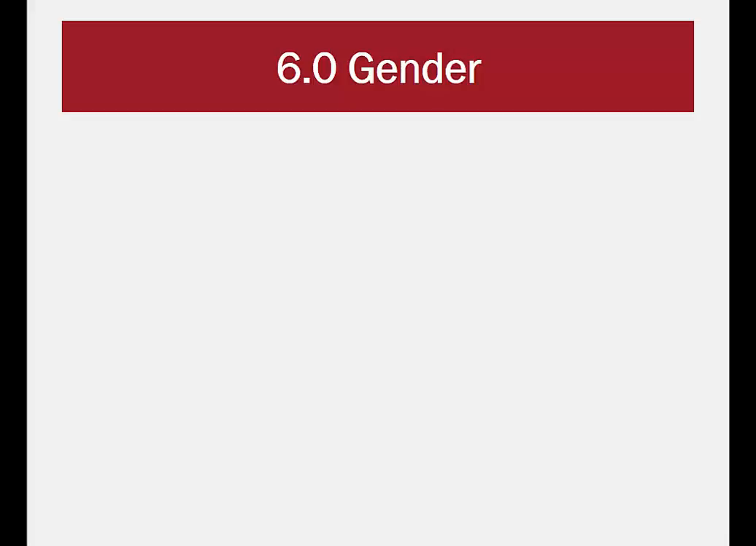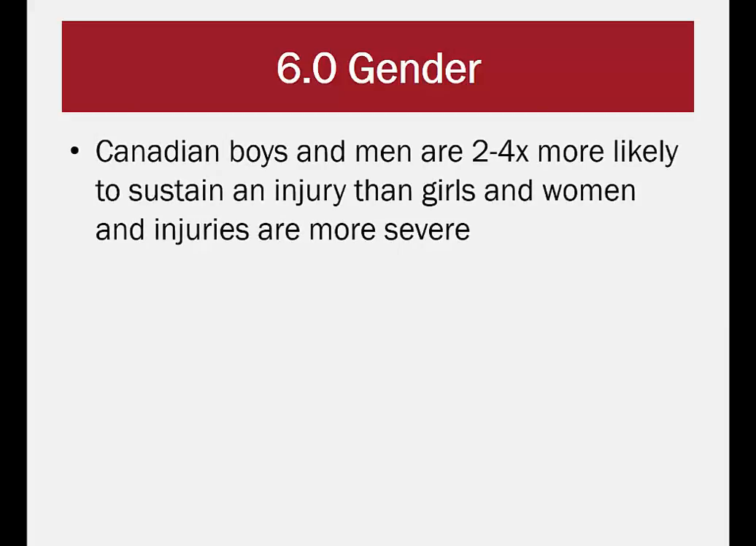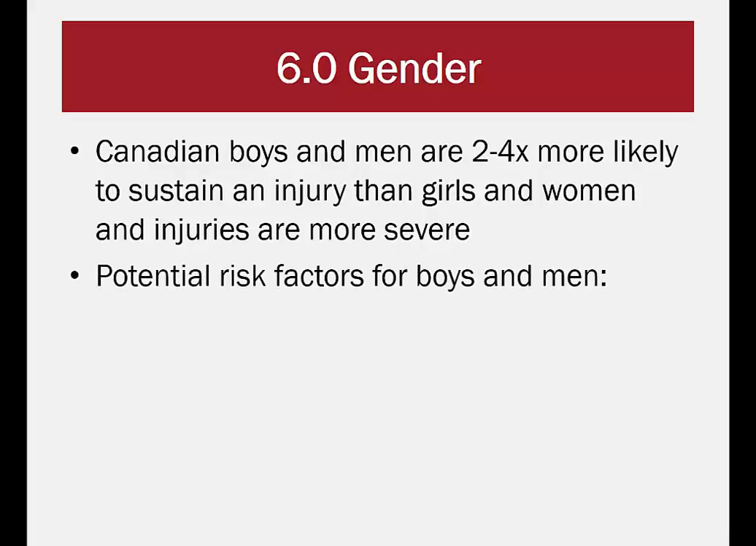Gender is a very significant determinant of injury. For almost every kind of injury beyond 2 years of age, Canadian boys and men are 2 to 4 times more likely to sustain an injury than girls and women, and their injuries are more severe. The risk factors that contribute to increased injury risk for boys and men are not yet well understood.